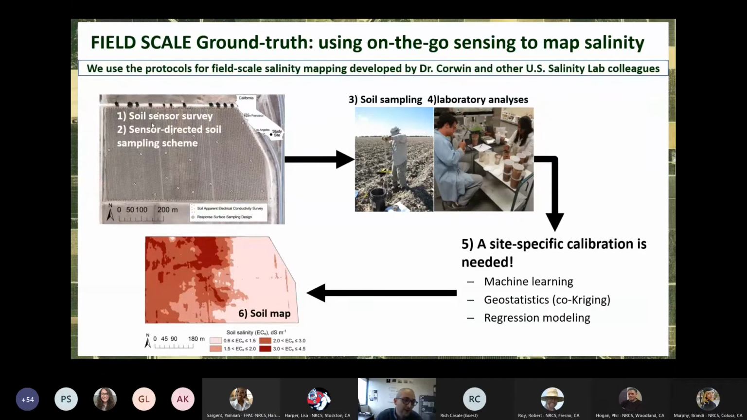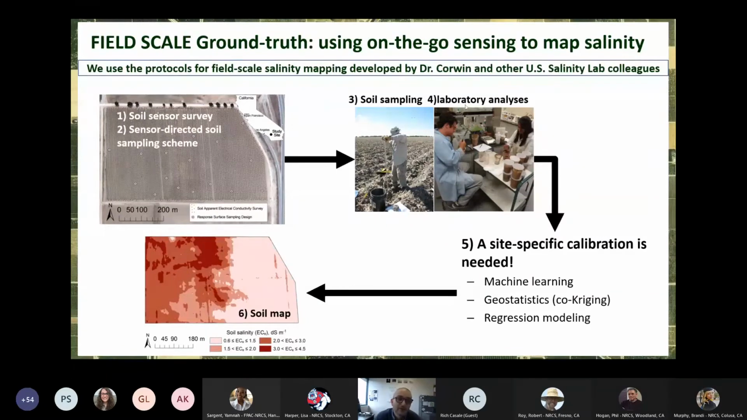The procedure is stepwise, but fairly easy to understand. We measure soil spatial variability with soil sensors. In particular, we use the apparent electrical conductivity sensor measurements. And then based on the spatial variability that we capture with the sensor, we identify a few locations that are representative of the entire site where we go and do the soil cores.